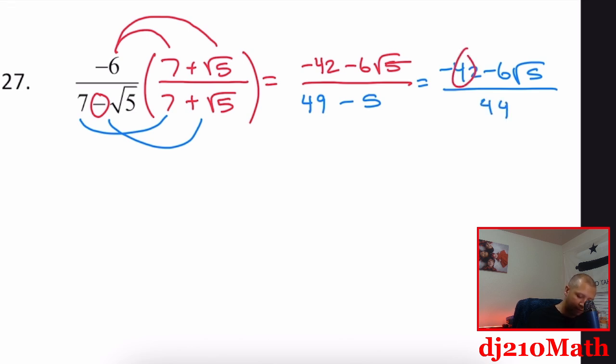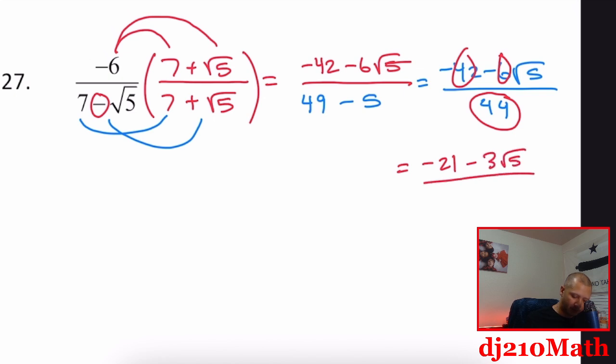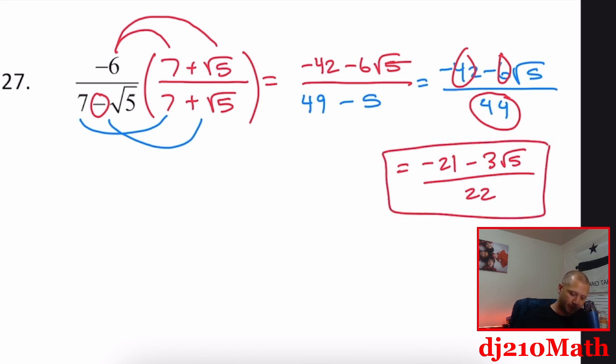Now notice all of these are even numbers. 44 is even. 6 is even. 42 is even. So I can essentially factor out a 2 from everything, and you don't need to write the 2 anywhere. The 2's will just cancel out of everything. So this would be negative 21, because I'm dividing by 2, negative 3 root 5, all over 22. Okay. That's that.